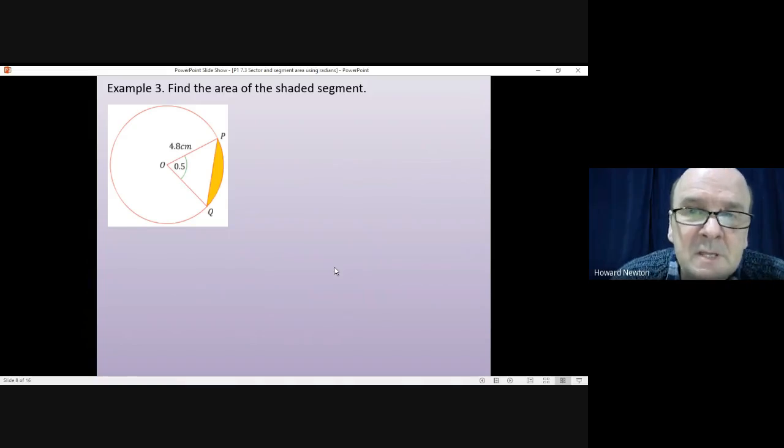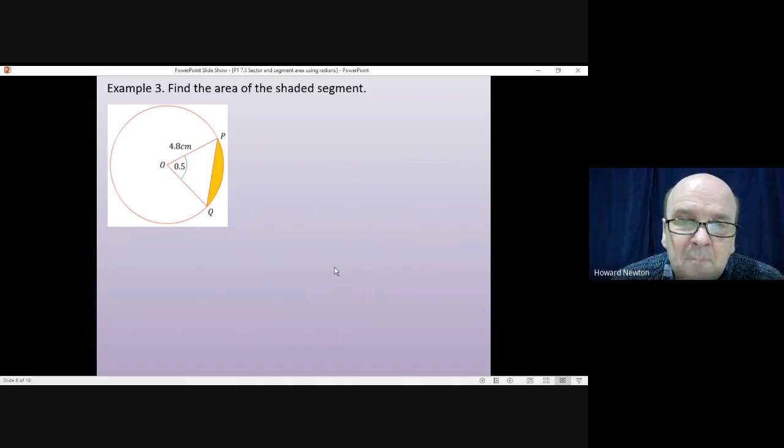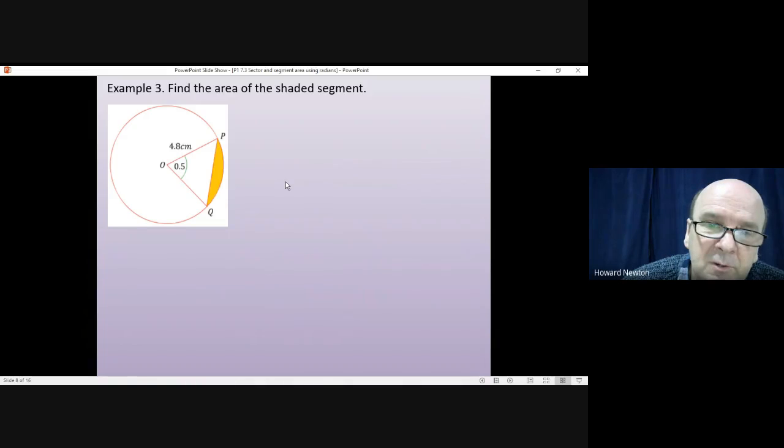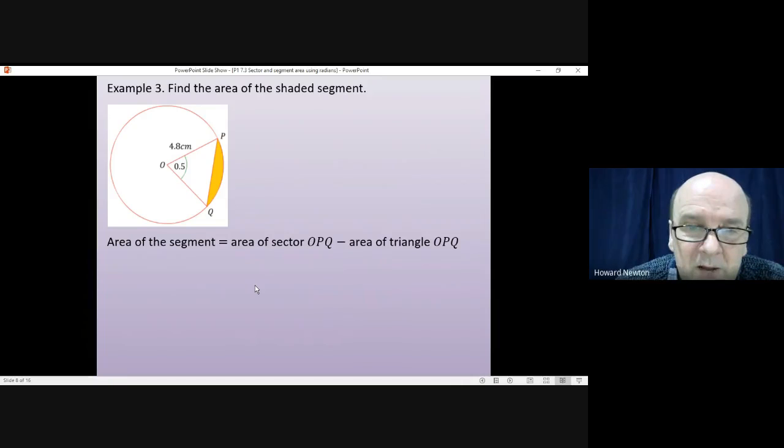Okay, well, let's have a go at using that. So have a go at finding the area of the shaded segment in the diagram. Pause the video, have a go, and come back to me when you're ready. Okay, let's have a look. Well, the area of the segment is the area of the sector. Take away the area of the triangle.